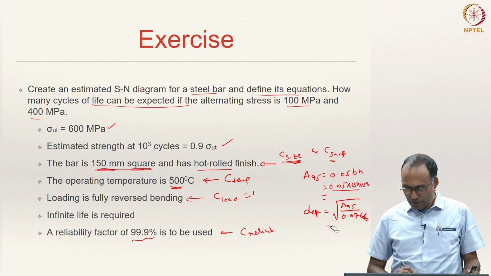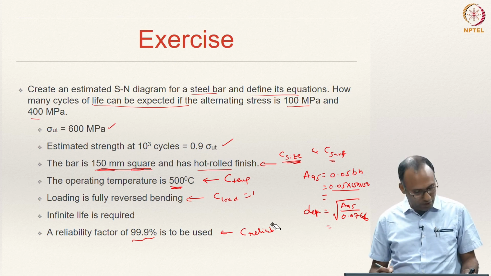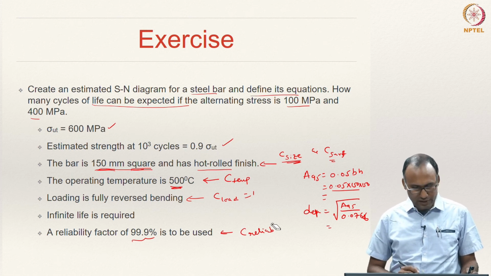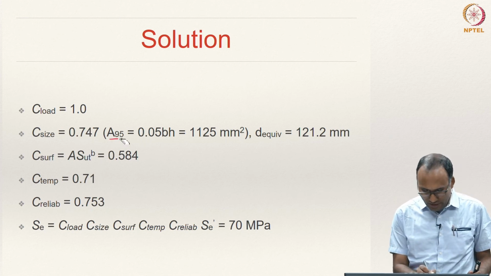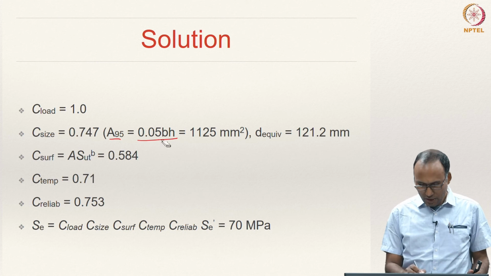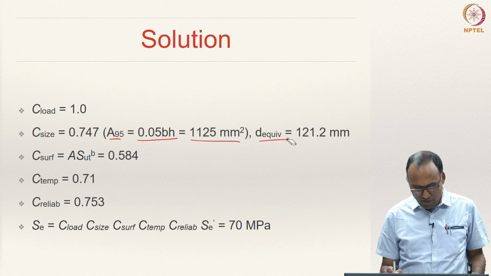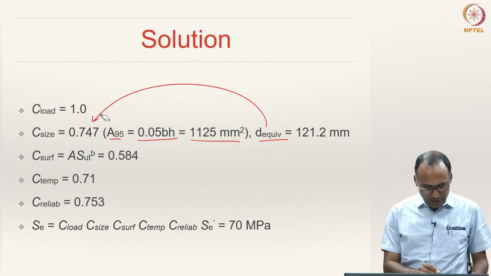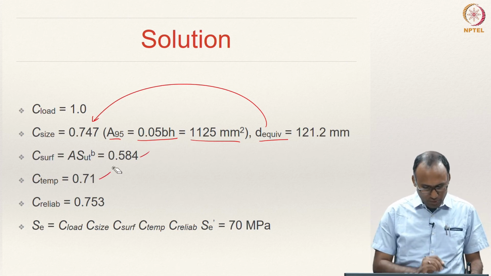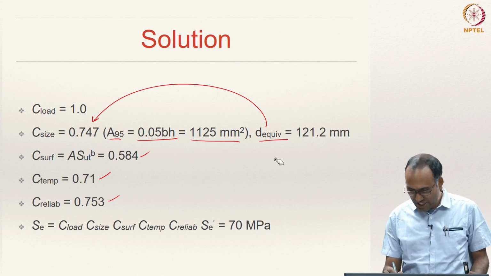You calculate D equivalent, and from there you know the formula for C size, plug that in, and then you will get the values. So, the values are calculated. A95 is 0.05 BH, that comes out to be 1125 mm square, and then you plug that in and calculate D equivalent. From the D equivalent you calculate C size using the formula that is given. Similarly, C surf comes out to be 0.584, C temp comes out to be 0.71, C reliability comes out to be 0.753.